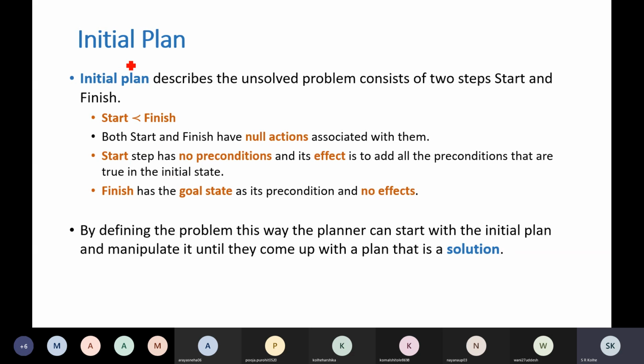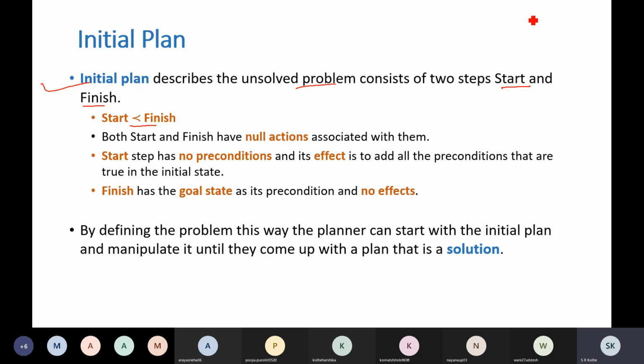We start with the initial plan. Now what is this initial plan? Initial plan describes an unsolved problem consisting of two steps initially. One is start and another one is finish. Any plan initially will at least contain these two steps, start and finish. Of course, start has to come before finish. This relation should hold there. Now, both start and finish have null actions associated with them. At start and finish, we do not perform any action. So there is no operator associated with start and finish.